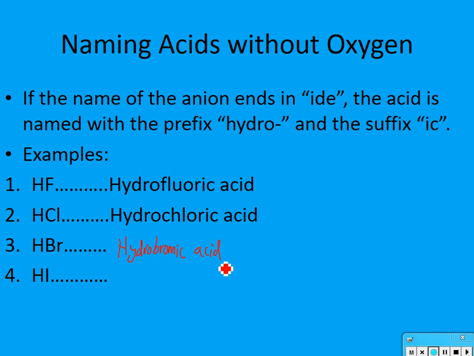What about number 4, HI? Hydro what? That's iodine. How do we change its name? Hydroiodic acid. What about number 5? What do you think this one is? Now be careful. This is what, guys? That's cyanide. That's a polyatomic ion. So how do you think we named that one? Hydrocyanic acid.